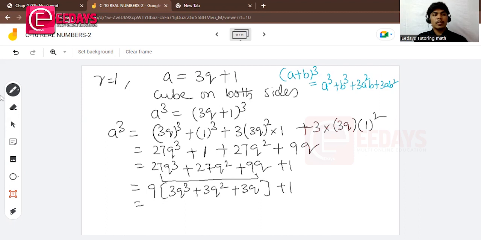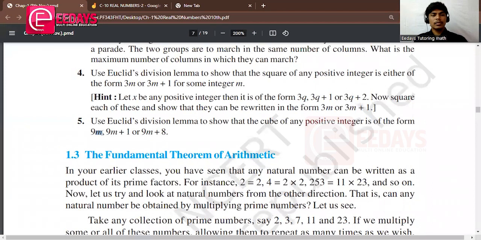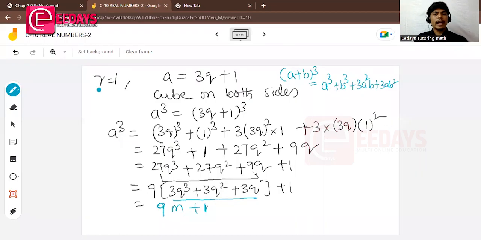The same process we are applying: you can take the whole bracket as m. So you can take 9m plus 1. So you'll get 9m plus 1. That is what we need to prove. The next one, 9m plus 1, while taking r is equal to 1, so you'll get 9m plus 1.